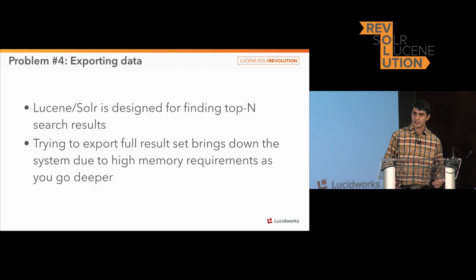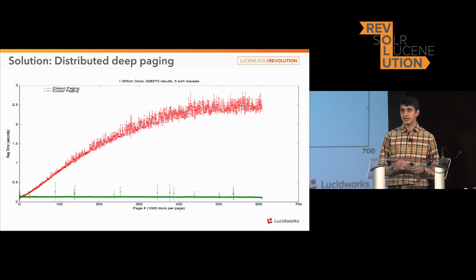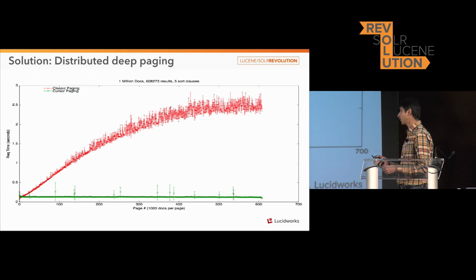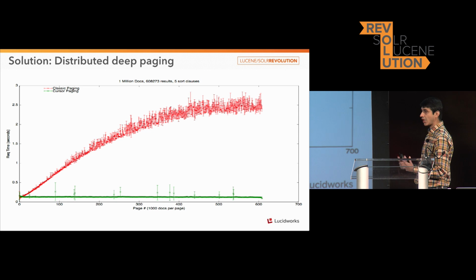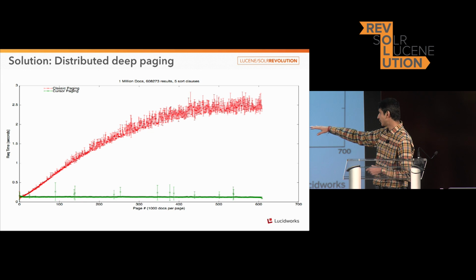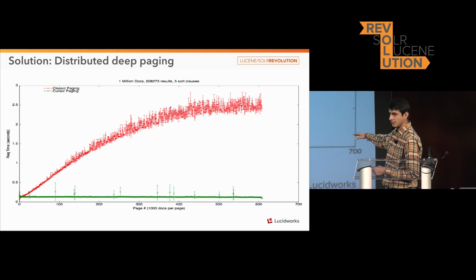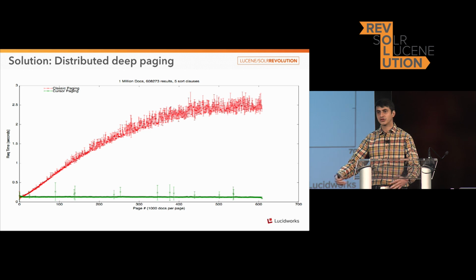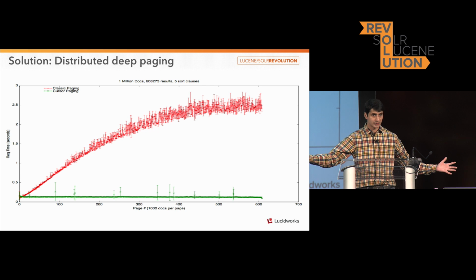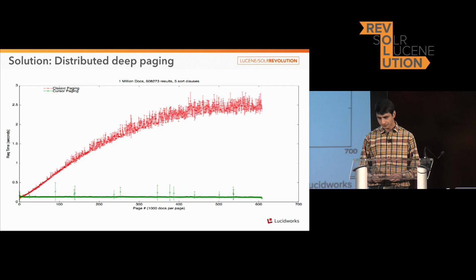So to solve this problem, we implemented distributed deep paging, or what is known as the cursor mark feature in SolrCloud and Solr. This is a graph which shows paging 1,000 documents per page with a 1 million doc collection. On the bottom, you see the very linear green chart, which is basically the cursor mark feature. The red one is the old way of paging through the result set. So if you want to export a huge amount of documents, or maybe all of the result set, this is the feature to be used.